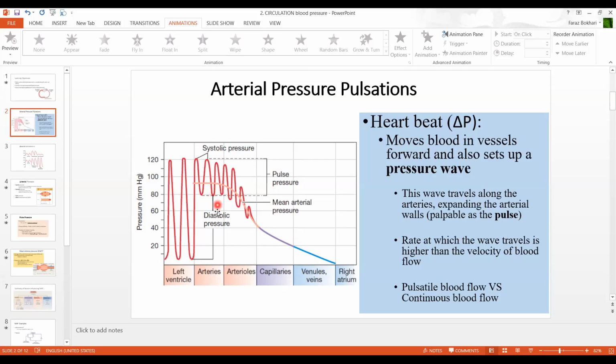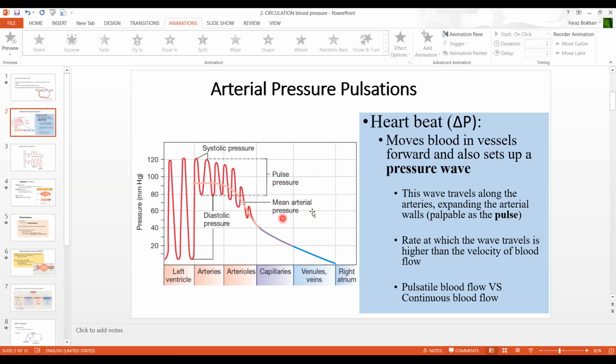Another way of looking at systolic and diastolic is if you subtract diastolic from systolic, i.e. systolic pressure minus diastolic pressure, you get another statistic. It's called pulse pressure. Again, pulse pressure has a very, very key importance in the clinical side of things that we will study later on.